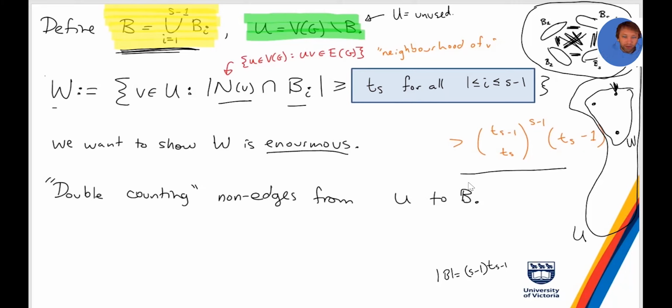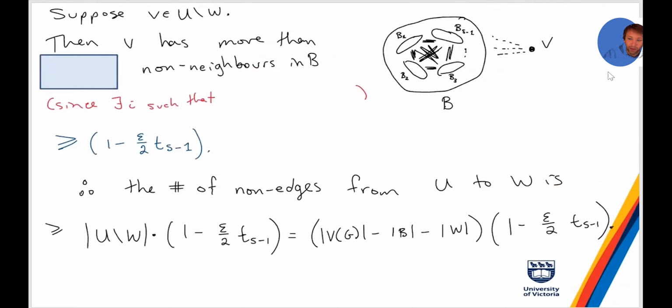So we want to show that W is enormous. In particular, we want to show it's bigger than this. And I'll explain why, I think, later on. So yeah, we want to show that W is very large. And the way we're going to do that is with some kind of double counting, where we count the edges from U to B in two different ways.